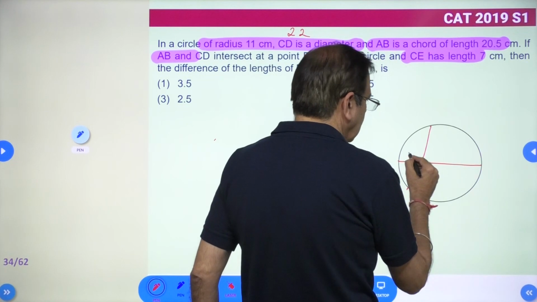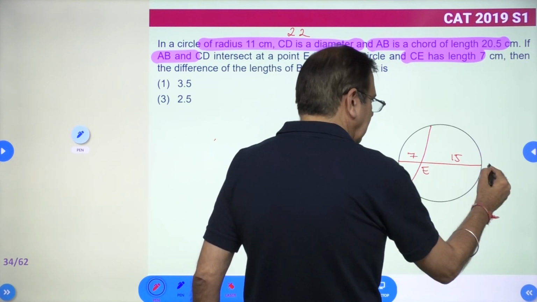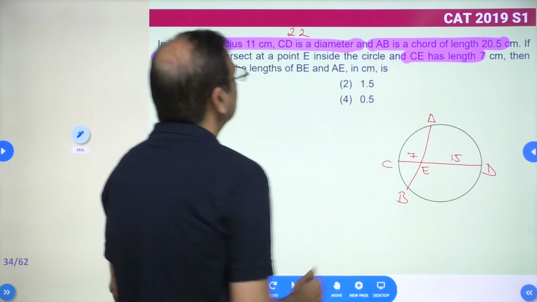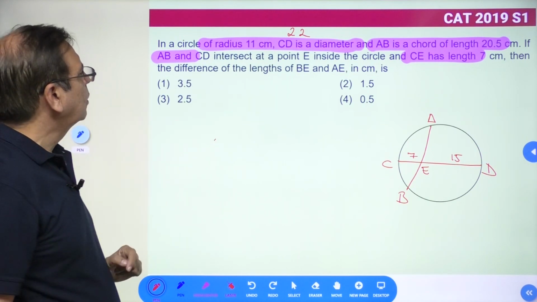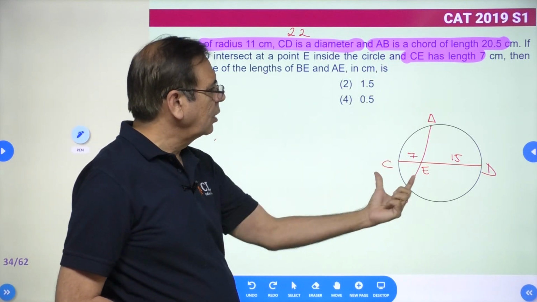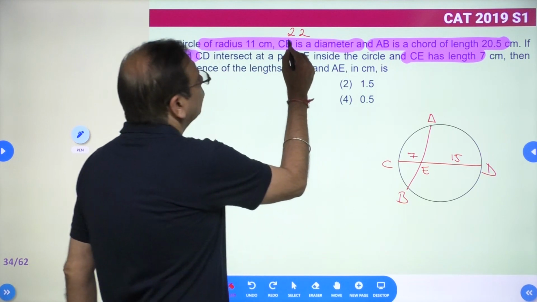Okay, so this is E, this is 15, 7 and 15 because C and D, and this is A and B. Okay, we are told that CE is equal to CD in ABCD inside E, and CE has a length of 7, so obviously this has to be 15 because CD has a length of 22.